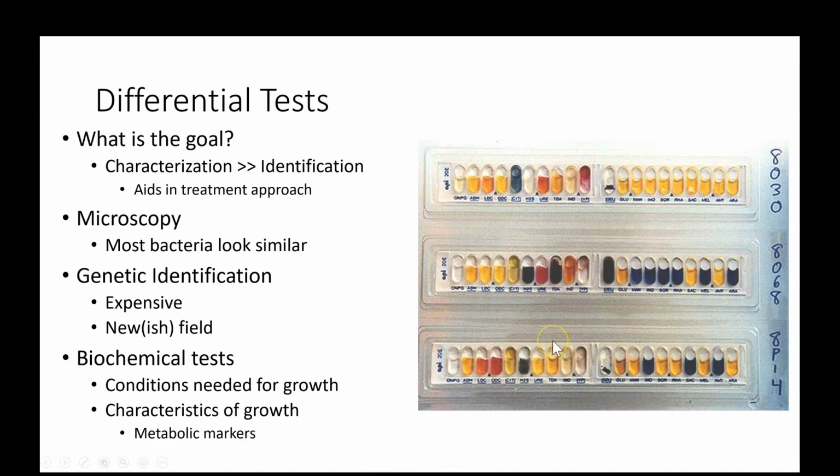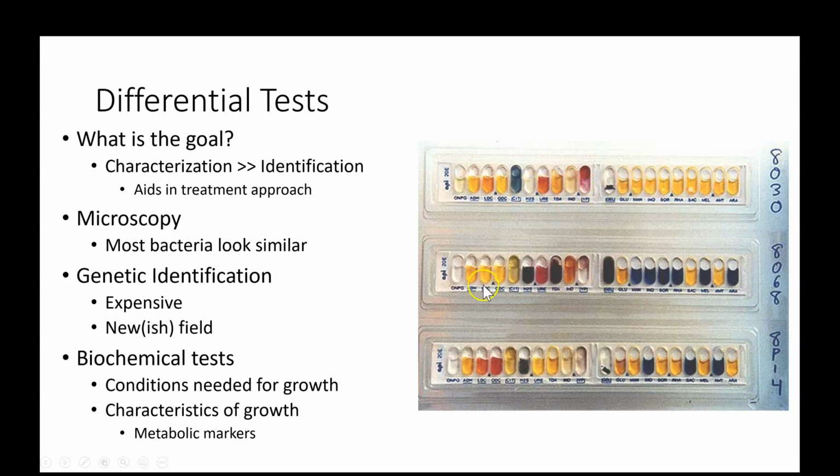And here's an example. If we were still doing a face-to-face lab, we could maybe do one of these. I try to do one of these towards the end of the semester just for fun. These are called API strips, and they are actually used in a clinical setting. What you do is take the patient sample and inoculate each of these little capsules. You probably can't see this very well, but each of these capsules has a little symbol, and it tells the reader what particular substrate is in these little capsules.